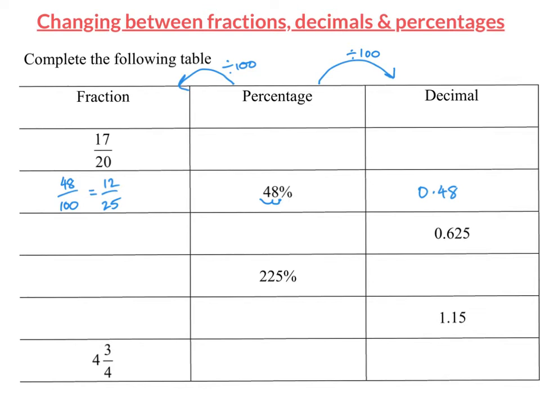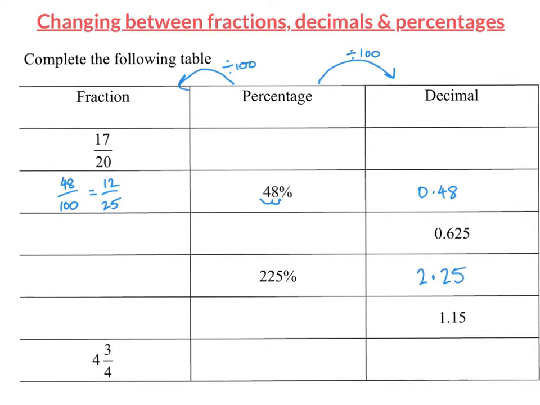And so if I look at this fourth one down, 225%, it looks a wee bit strange. We know that 100% is a full 1 amount, so 225% must be more than 1. So we shouldn't be surprised if we get an answer more than 1. In fact, to go from a percentage to a decimal, I'm going to divide by 100. And 225 divided by 100 is 2.25.